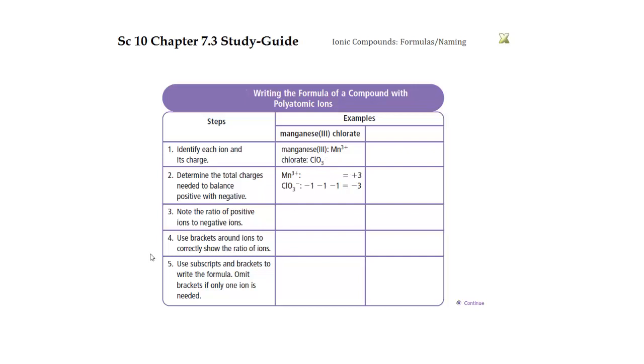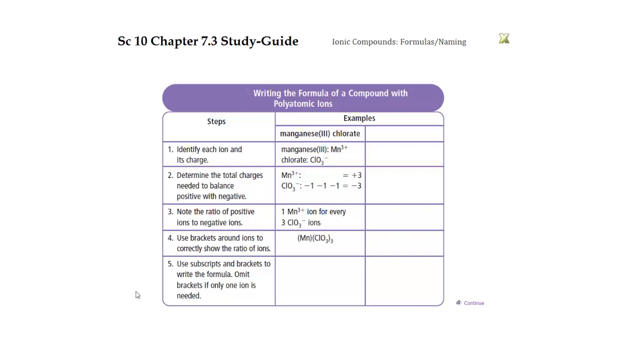So now determine the total charges needed to balance positive with negative. So if manganese is 3+ and chlorate is -1, you're going to need -1 plus -1 plus -1. In other words, 3 times -1 to get -3. So note the ratio of positive and negative ions. For every 1 manganese 3+ ion, you're going to need 3 chlorate -1 ions.